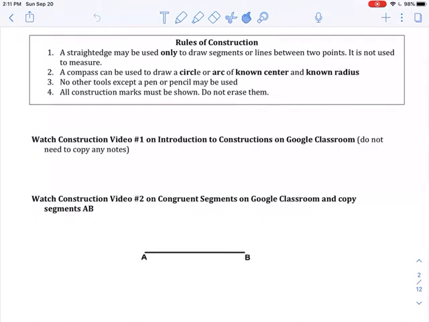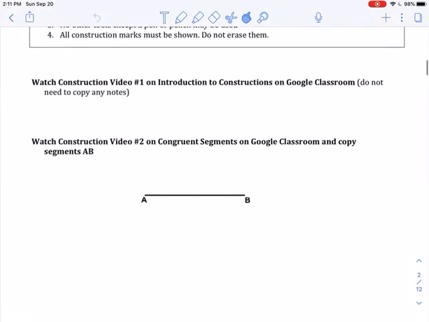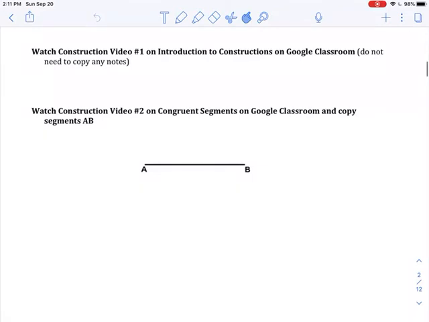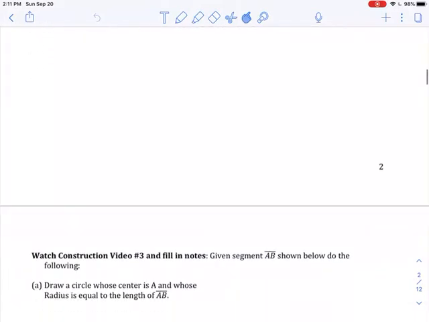So as I said, we're going to watch 3 videos or 3 constructions here. The first one is just an introduction to constructions. You don't need to copy anything down at all. The second one is going to be copying a segment or constructing a congruent segment. So what I want you to do is, if you have the notes packet, you have segment AB already drawn. If you don't have the notes packet, just on a piece of paper, you can draw segment AB and you can follow along with the video. And we're going to practice all these tomorrow.